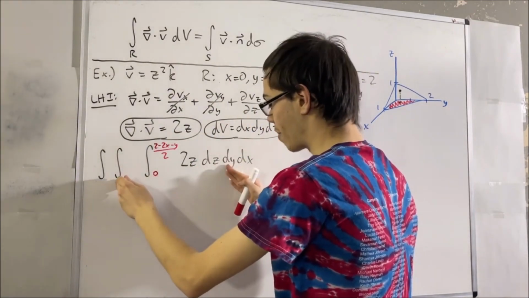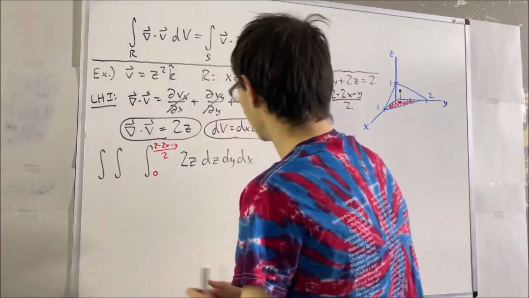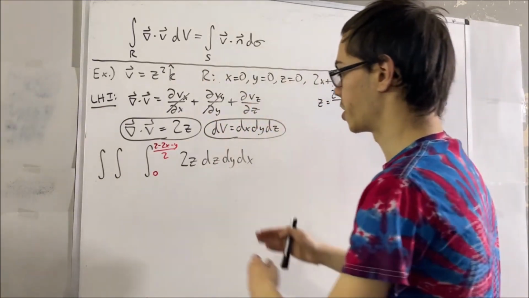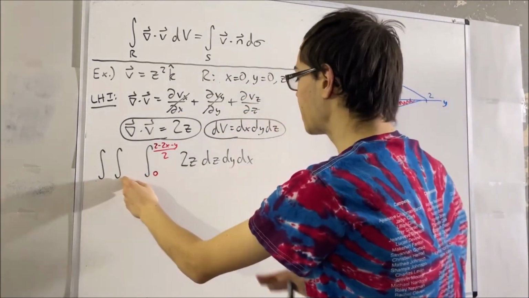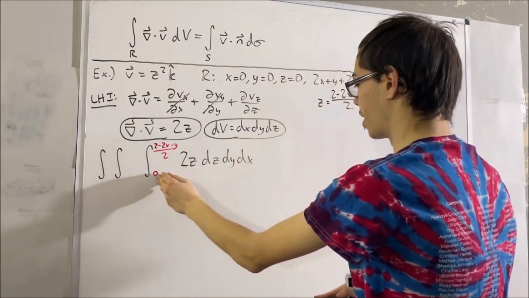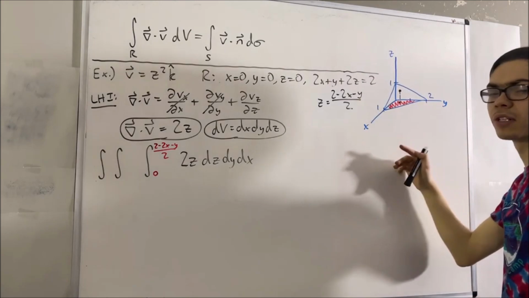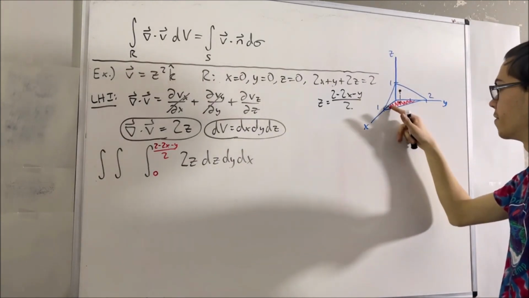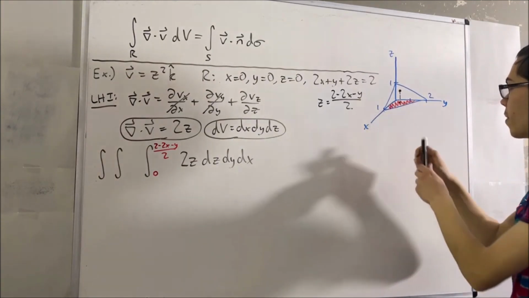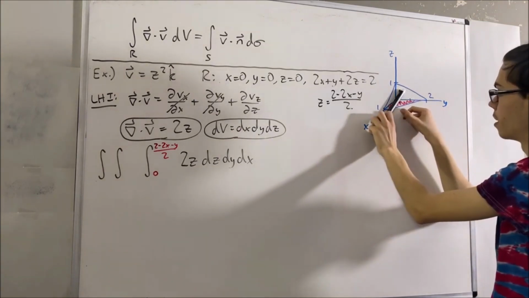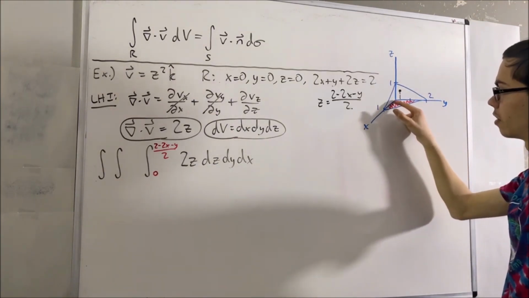Now I need to think about my bounds of integration for y. Now to determine my bounds of integration for y, I need to think about where I started with when integrating with respect to z. I started in this red region. So we're going to think about the different y values in this red region. Well, if you think about the lowest y value in the red region, it's going to be y equals 0.